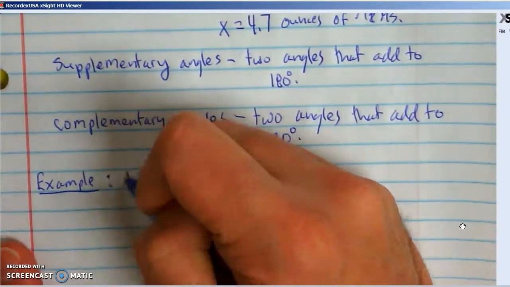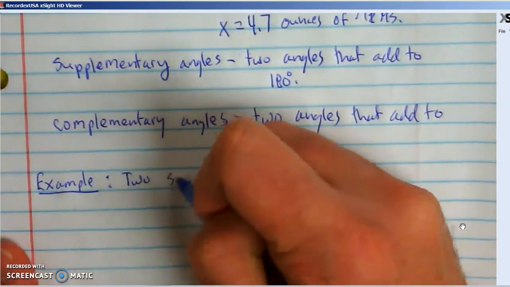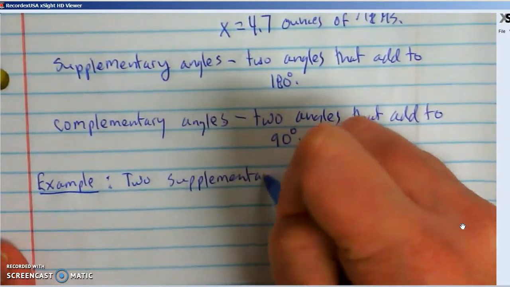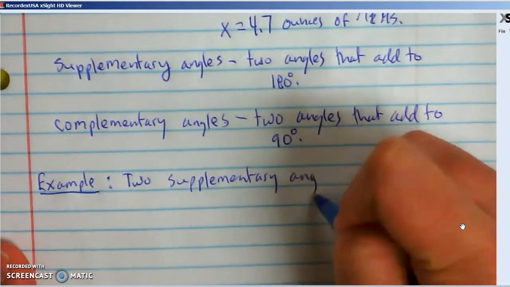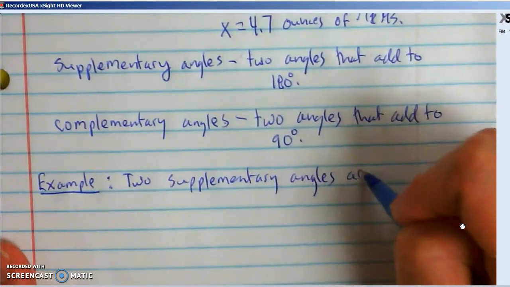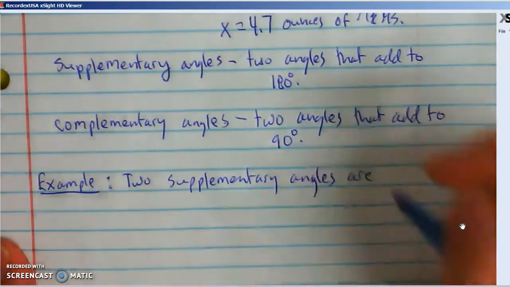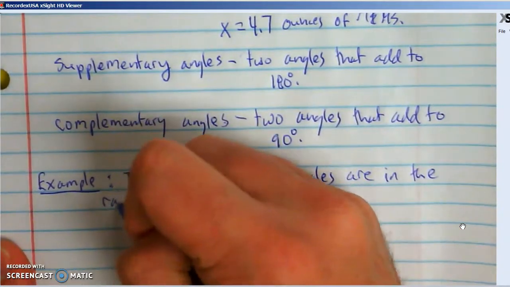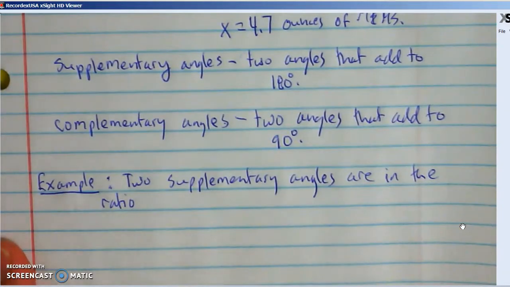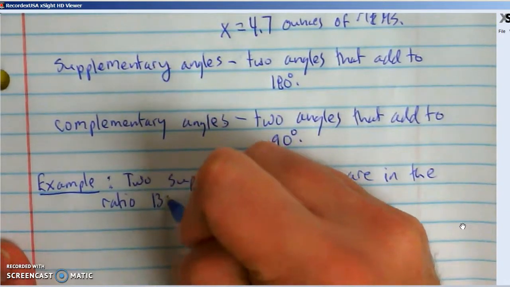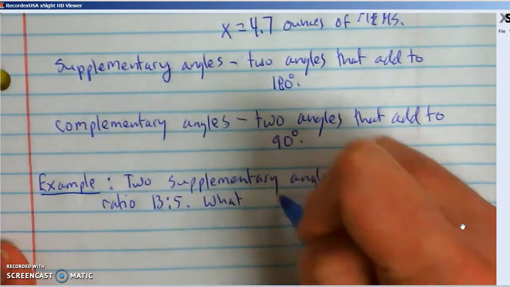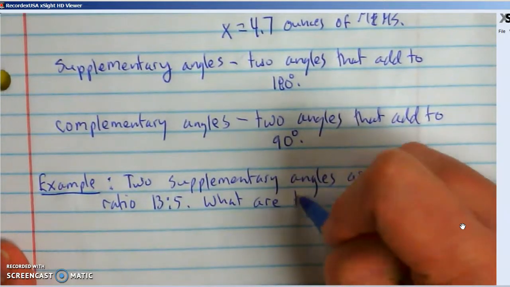So here we go. Two supplementary angles are in the ratio 13 to 5. What are the angles?